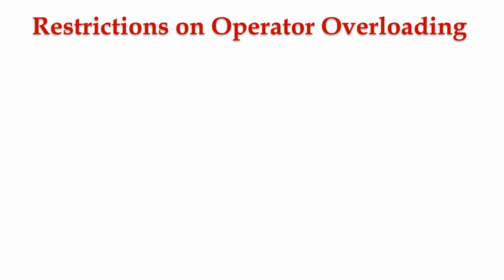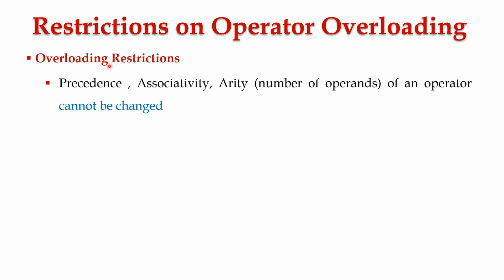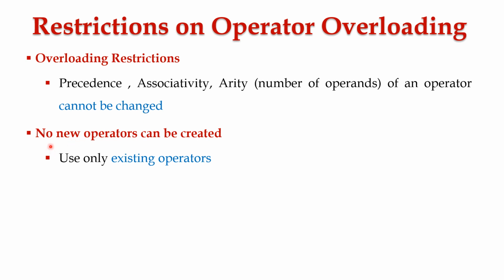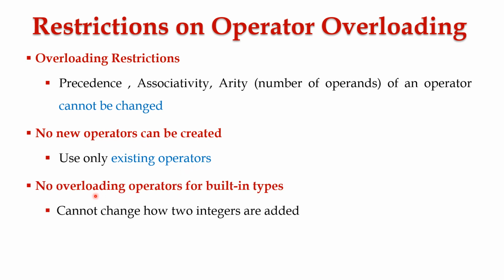There are some restrictions on operator overloading. The first comes overloading restrictions, that is precedence, associativity, and arity of an operator, that is the number of operands involved, cannot be changed. The next is that no new operator can be created. We can use only the existing operators. Also, no overloading operators for built-in types. That is, we cannot change how two integers are being added.